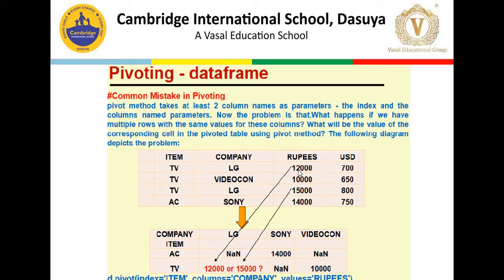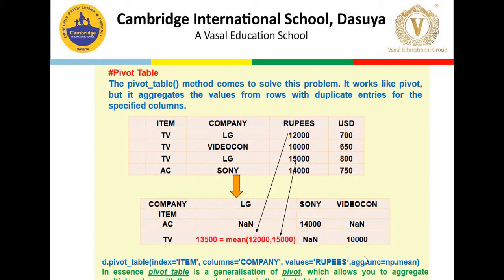One's price is 12,000, the other price is 15,000. So whenever we are going to pivot this, which TV price should come here? It should not be the 12,000, and not the 15,000, but we should have the average price here. So how can we sort out this problem in pivoting? That is with the help of the aggregate function that we have applied here.